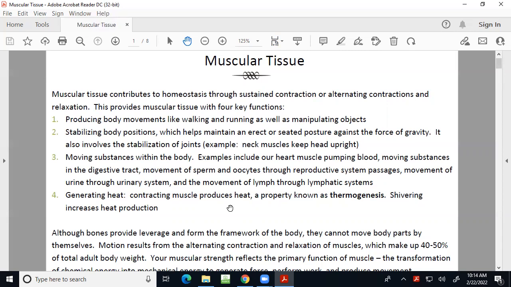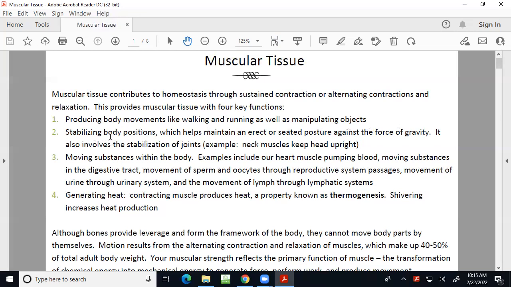Now, speaking of functions, our muscle tissue, and this is consistent for all 3, contributes to homeostasis through sustained contraction or by alternating contractions and relaxations. There are 4 key functions provided by our 3 different types of muscle, but really the first 2 are just related to skeletal muscle. Producing body movements. That's just skeletal muscle. Things like walking, running, manipulating objects. You know, writing your notes, using your pen or pencil, that's just skeletal muscle.